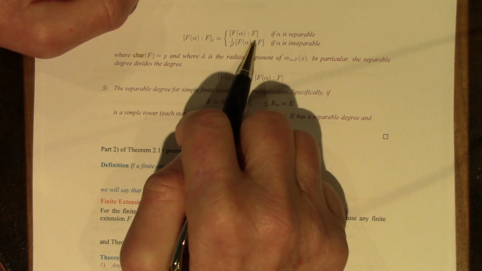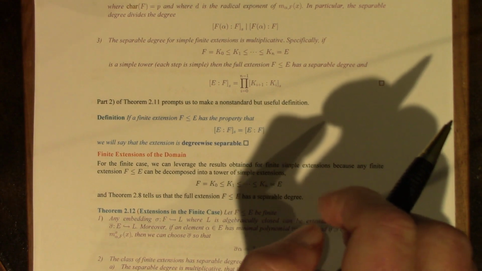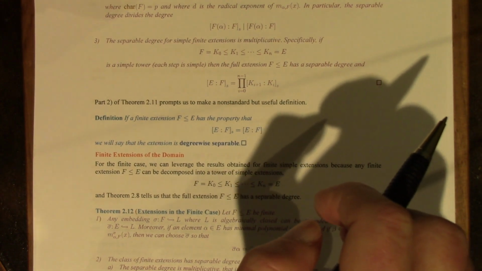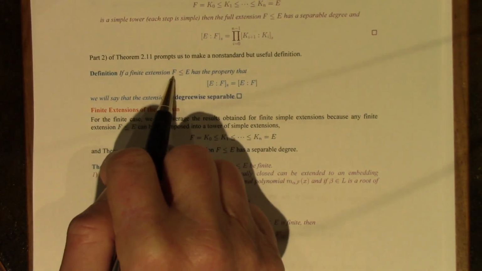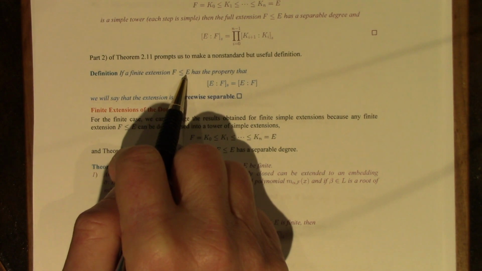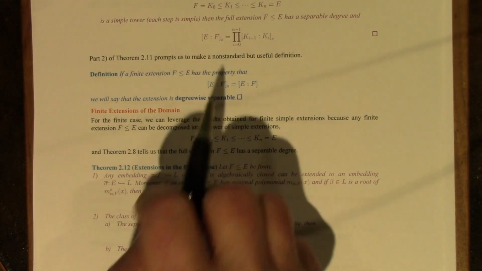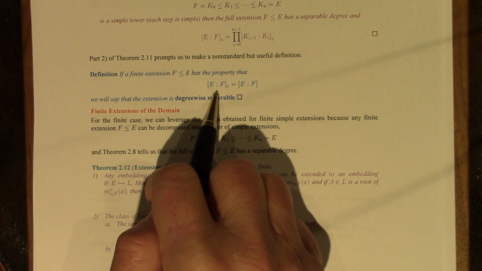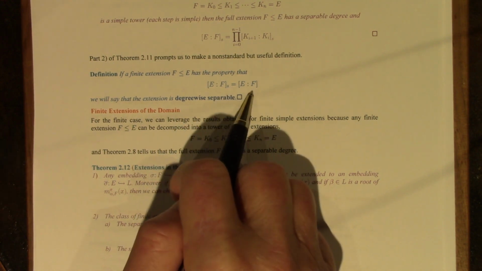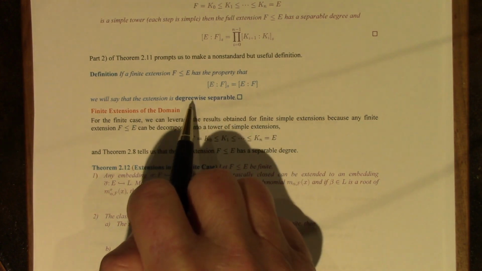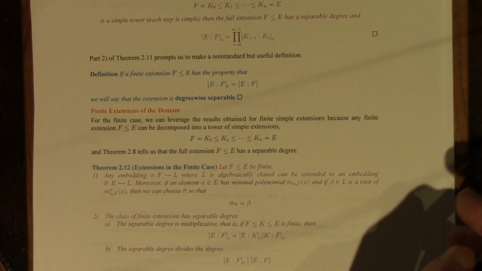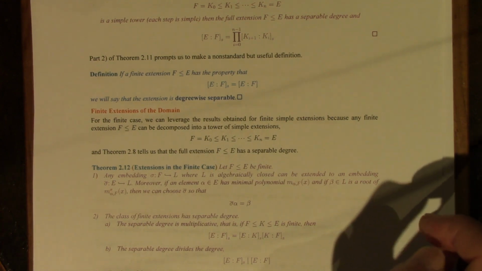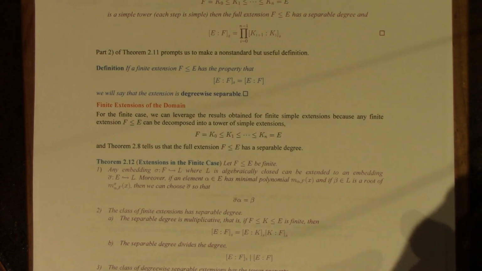Because of this, primarily, I'm going to make a non-standard definition. It's very useful, but you probably won't see it elsewhere. A finite extension E over F that has this property, that its separable degree, so it has to exist, is equal to its degree, I'm going to refer to that extension as degree-wise separable. It's not a standard term, as I say, but I find it useful.